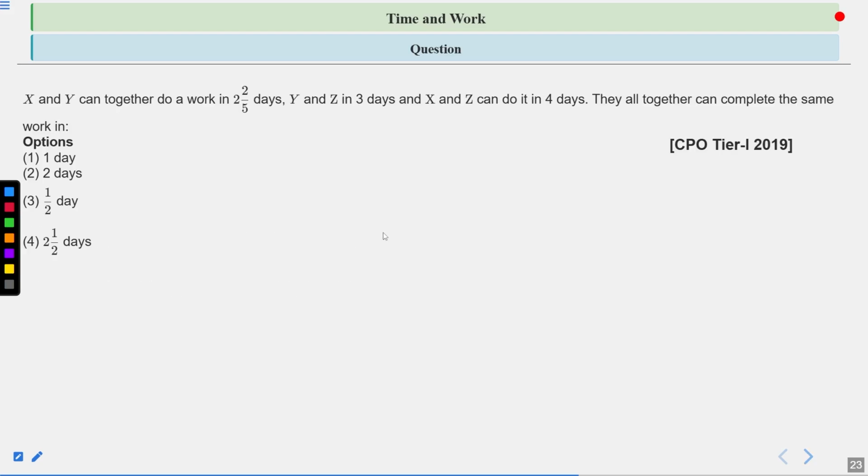X and Y can together do a work in 2 and 2 by 5 days. Y and Z in 3 days. X and Z can do it in 4 days. They all together can complete the same work in. This question was asked in the SSC CPO exam Tier 1 2019. There are 4 options. First one is 1 day, second is 2 days, third one is half a day, fourth one is 2.5 days.